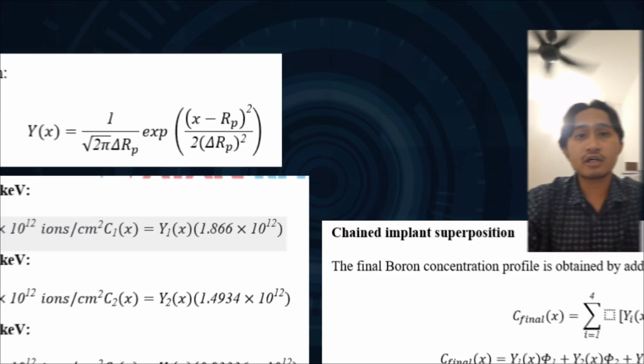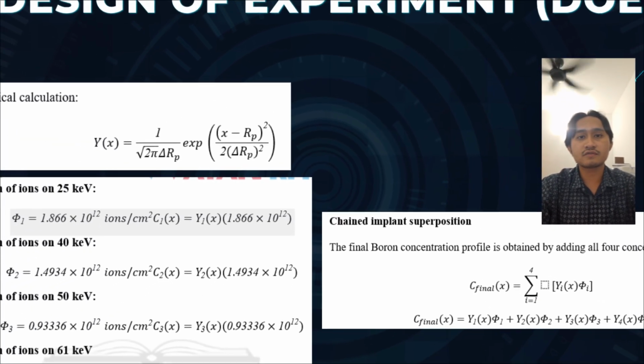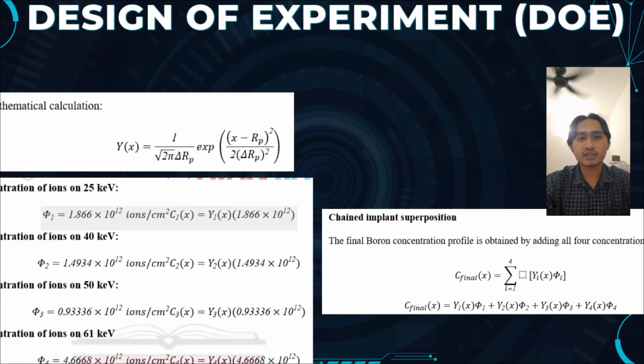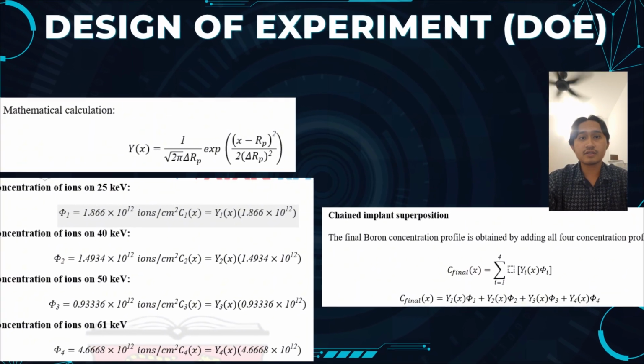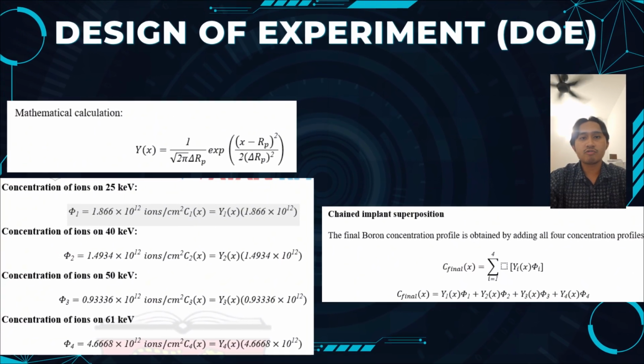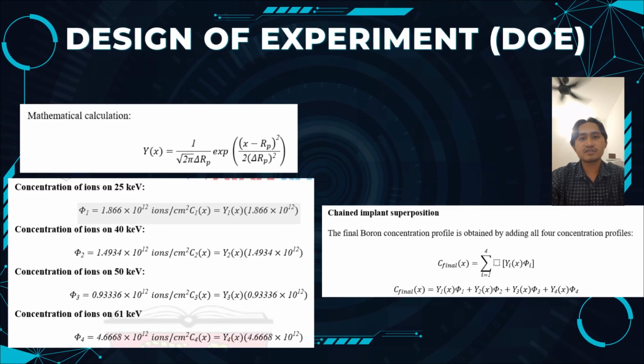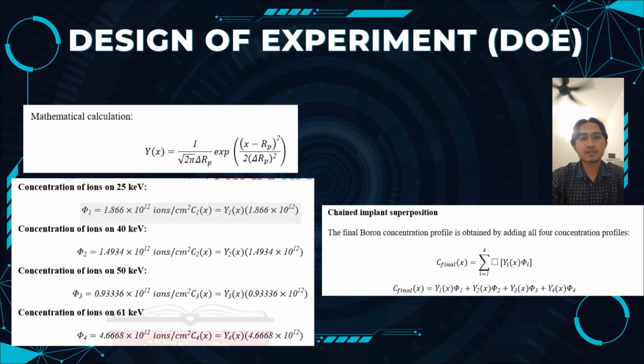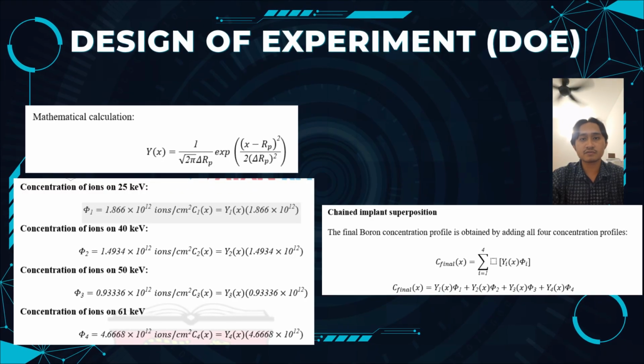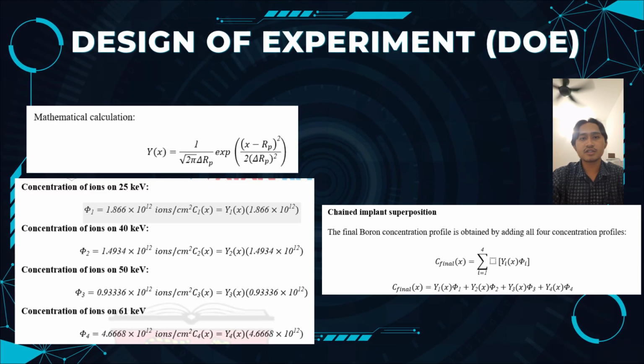The TRIM simulation outputs a normalized depth distribution for each step, represented here as the y-axis. To translate this raw data into the actual dopant concentration, we scale each y-axis curve by our specific operational dose. Since these four discrete implants do not physically interact to alter each other's stopping ranges, the final post-implantation doping profile, C final X, is a direct linear superposition of the four individual Gaussian distributions.